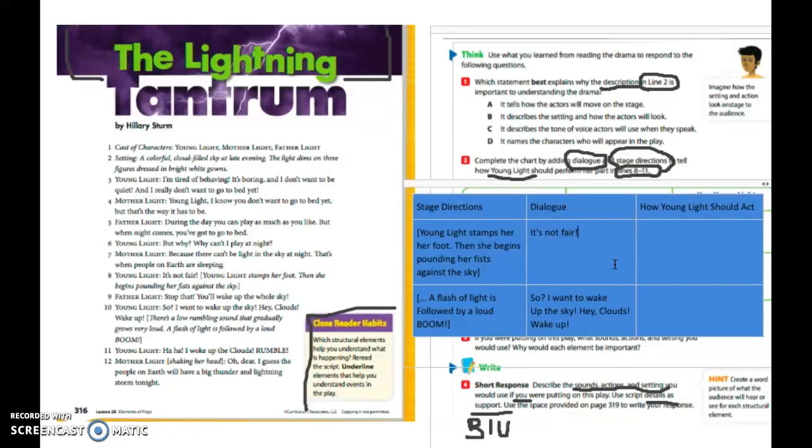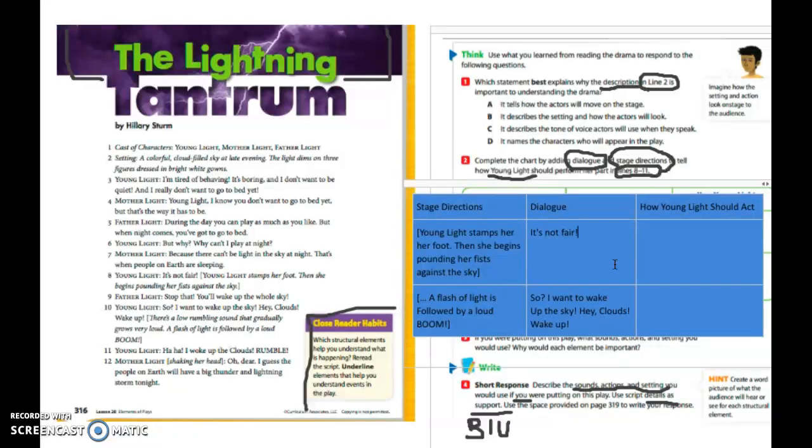Since it's a setting, and settings describe where and when the story takes place, this line 2 does that. It also tells us that the 3 figures are in white gowns. So this one tells us that it is the setting and how the characters will look. And that's really important to know, that the lights are people in this story, and the lights have a human-like quality. When we go to number 2, it says complete the chart by adding dialogue and stage directions. Tell how Young Light should perform in lines 8 through 11.